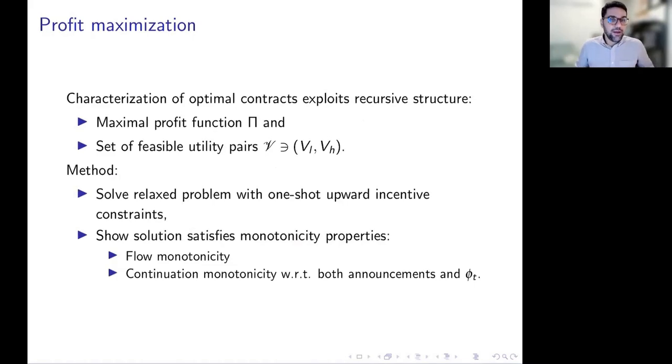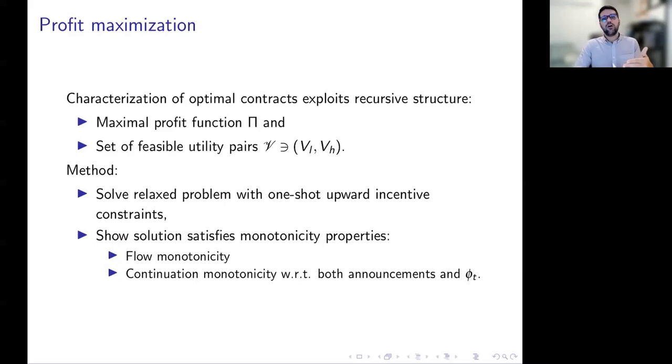What turns out to be quite convenient, and it might not be that surprising to most of you, is that this profit maximization problem has a recursive structure. Which means both the set of feasible utility pairs has a recursive description, and also the maximal profit function has a recursive structure that's going to be exploited to obtain a characterization. The way in which I obtain the solution to this problem is somewhat standard in the mechanism design literature: I will look at a relaxed profit maximization problem and then show that the solution to this relaxed problem indeed satisfies the incentive constraints of the original problem. Now, the relaxed problem is going to be one where I only take into account the one-shot upwards incentive constraint.